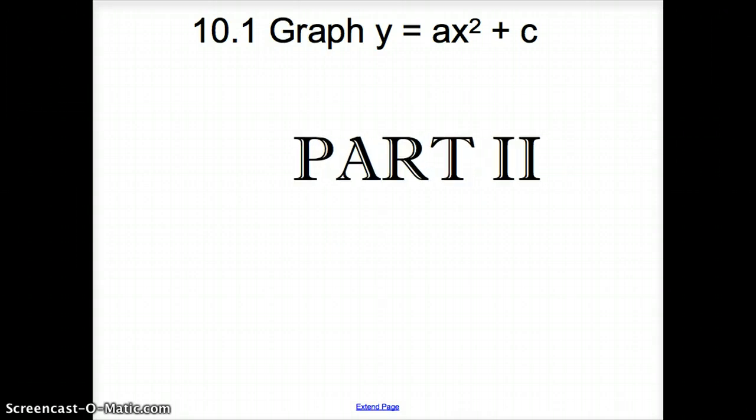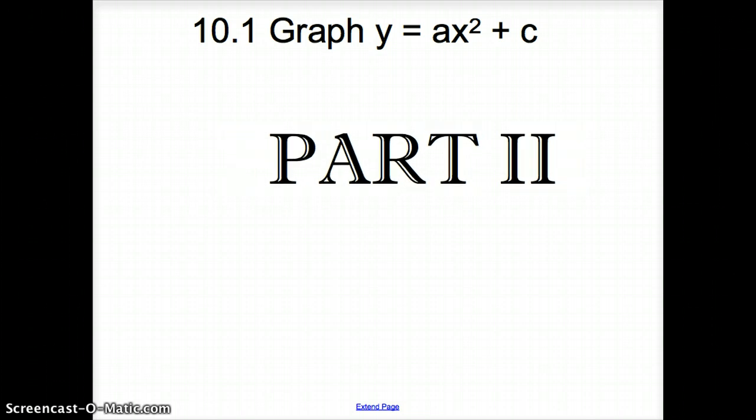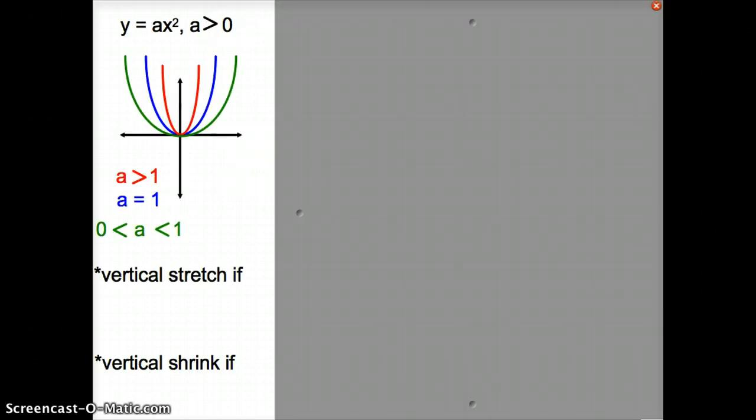We're going to continue with section 10.1, graph y equals ax squared plus c, part 2. First, we're going to start off with a little review where y equals ax squared, where a is greater than 0. If we start off with a is greater than 1, so a could be 3, it could be 2, as long as the number is greater than 1, we would have a vertical stretch where the graph or the lines of the parabola are closer together.